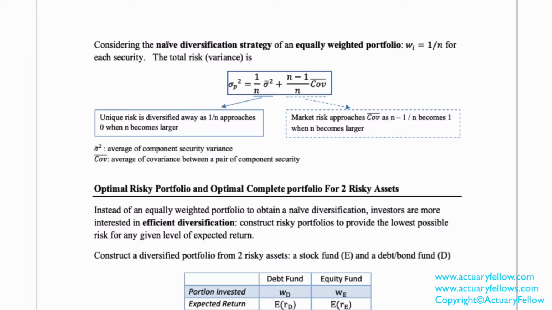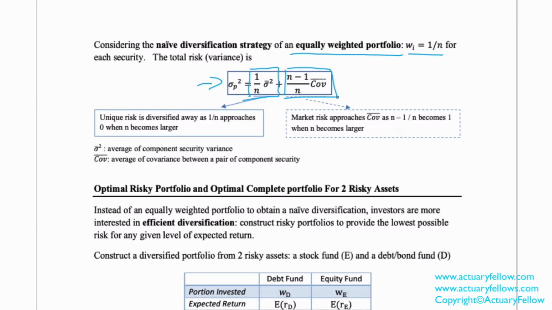First, let's take a look at a simple diversification strategy. Just invest equal weight in n securities. The portfolio variance can be simplified to the following equation: average variance divided by n, plus (n minus 1) divided by n times average covariance. For now, let's not worry about how to derive this equation. We'll come back to it when we get to the second video lesson.